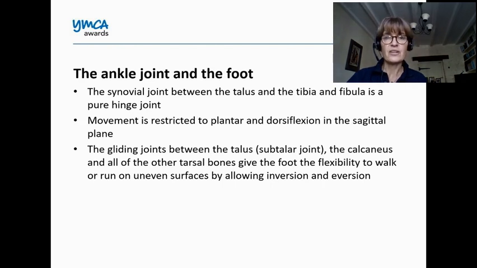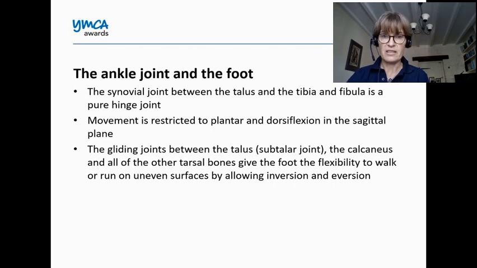So between the talus and the tibia and fibula, that's your ankle joint, if you like. It's not really called that, but you've just got a hinge movement. So that's just your plantar and dorsiflexion. Dorsiflexion's when you're pulling your foot up towards you, plantar flexion's when you're pointing your toe down away from you. Dorsiflexion, plantar flexion, and that happens in the sagittal plane.